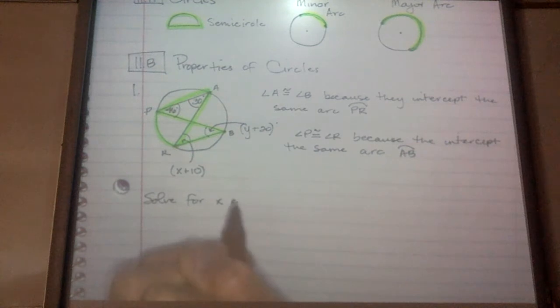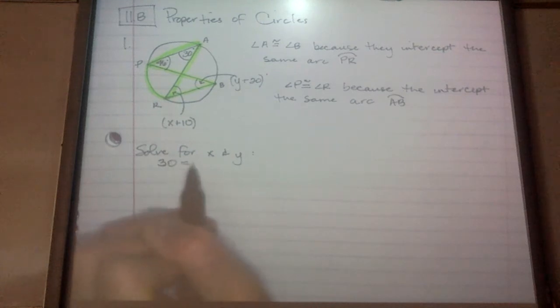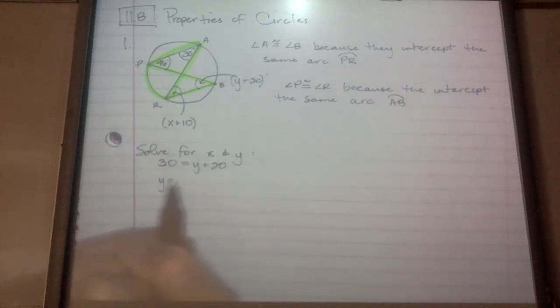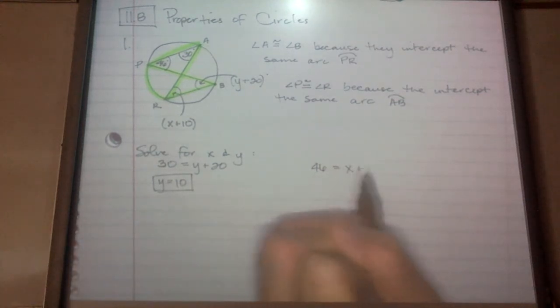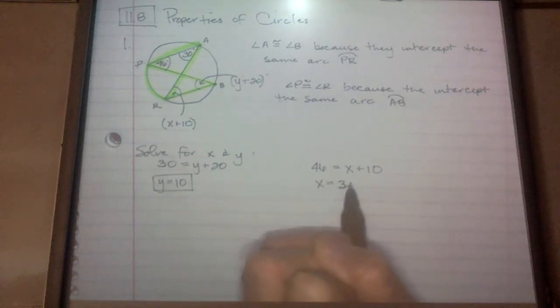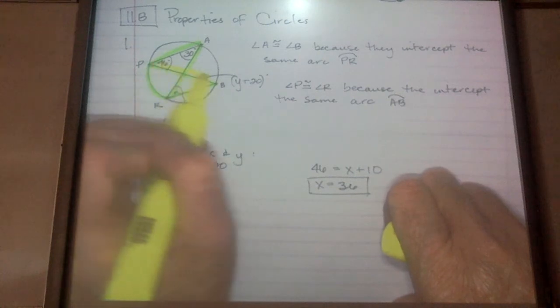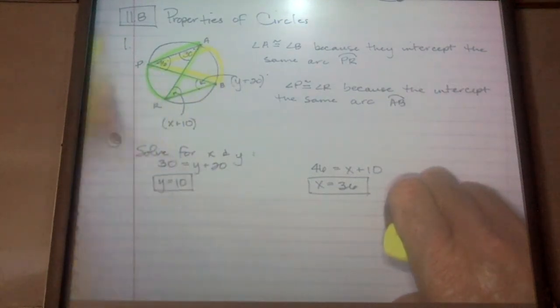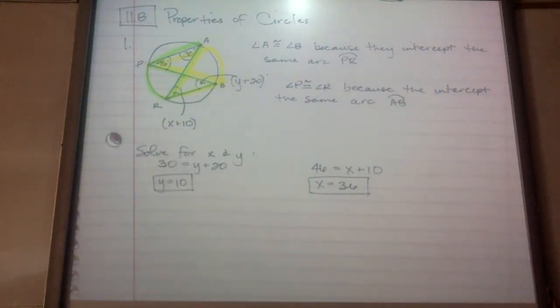for x and y. So I know that 30 degrees must equal y plus 20, so y equals 10. And I know that 46 degrees must equal x plus 10, so x equals 36. And again, that is because they intersect the same arc. So angle P intercepts arc AB, and so does angle R. So that's one of the review properties, from geometry, properties of circles.